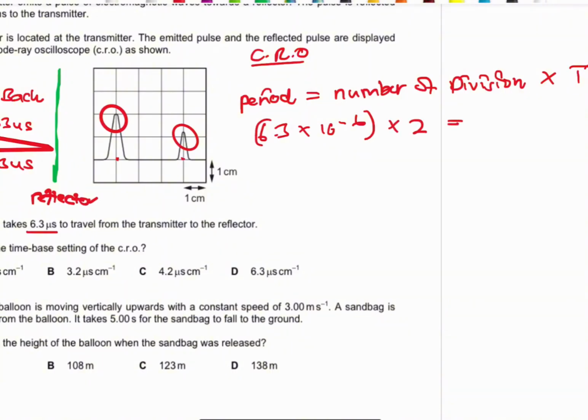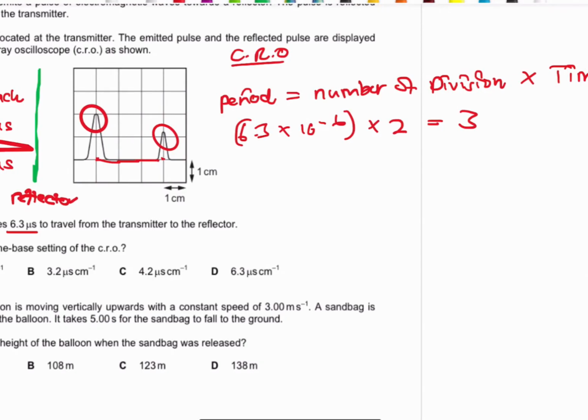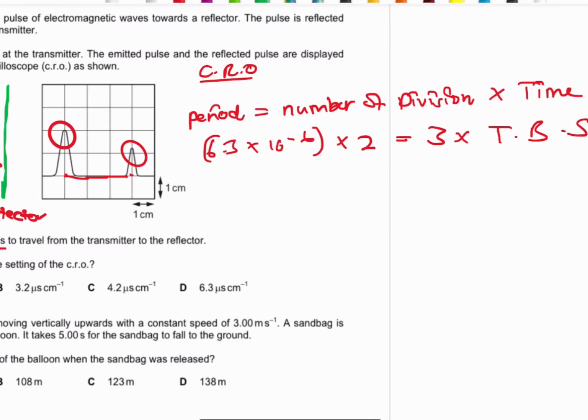What are the divisions? This is 1, that's 2, that's 3. So you basically have 3 divisions multiplied by the time-base setting. So our time-base setting is basically going to be 6.3 times 10 to the power of negative 6, multiplied by that 2 divided by 3.